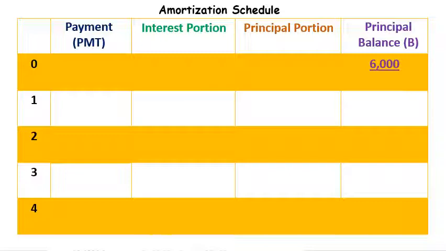This 6,000 Egyptian pounds will accrue interest of 10%. So for 1 year, the 6,000 will accrue a 10% interest rate. So at the end of year one, the borrower will pay interest of 600. 600 is 10% of the unpaid loan, or the remaining principal of the loan. So you borrowed 6,000, and for the first year you are charged 10% of the original value of debt.